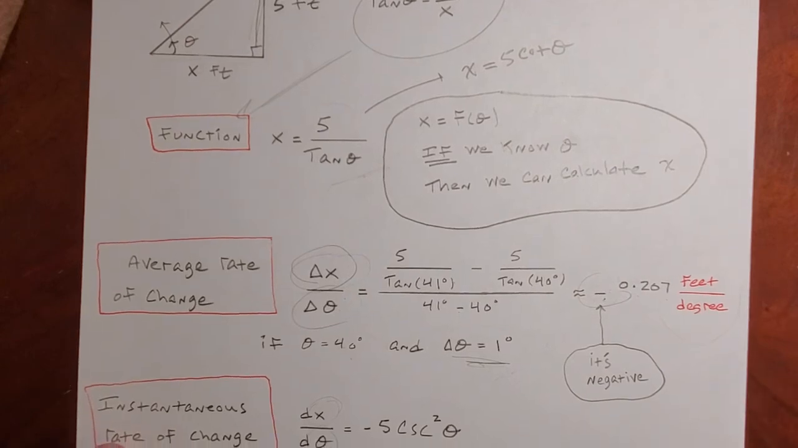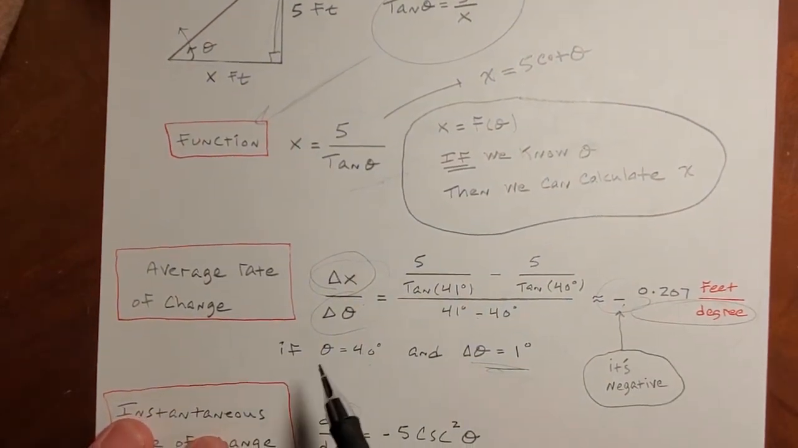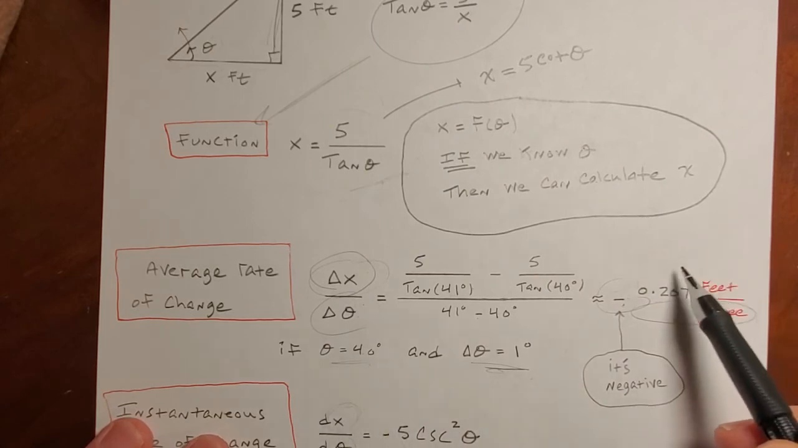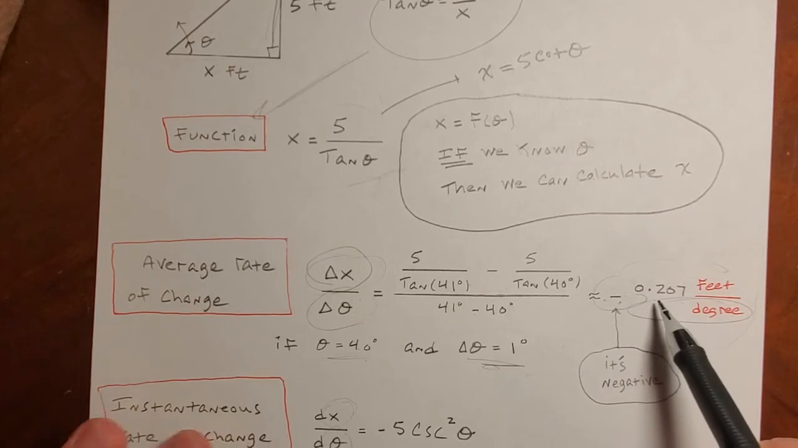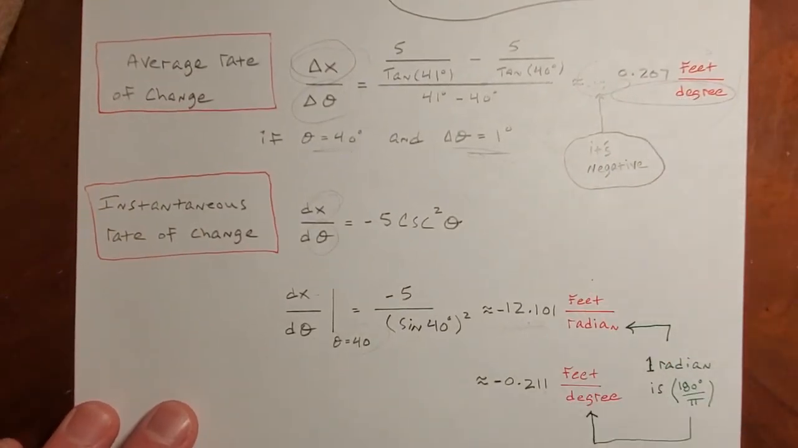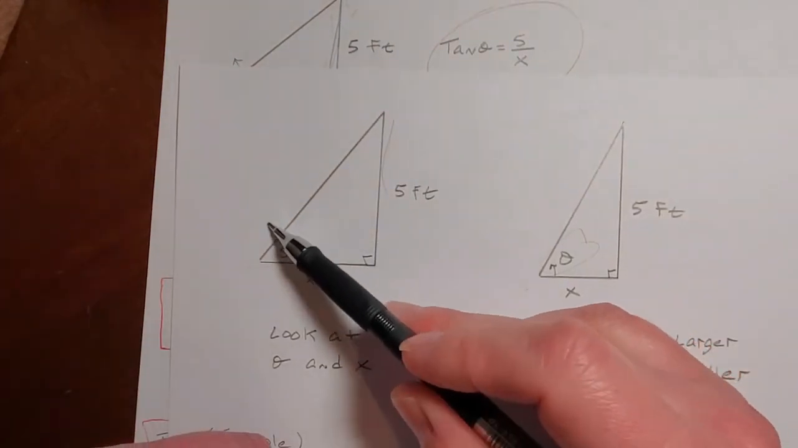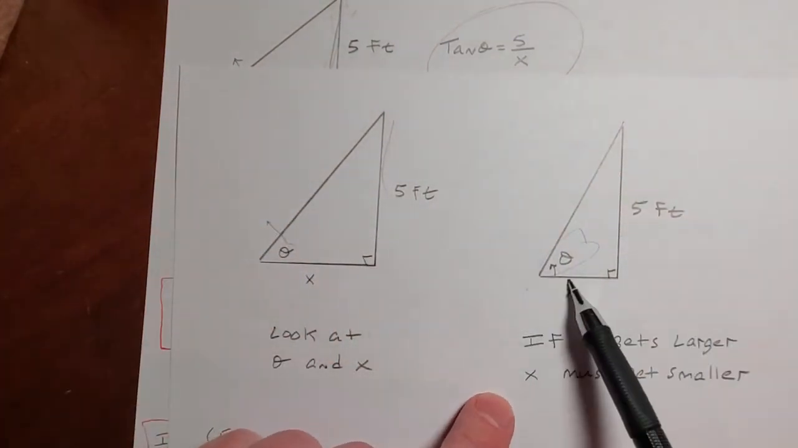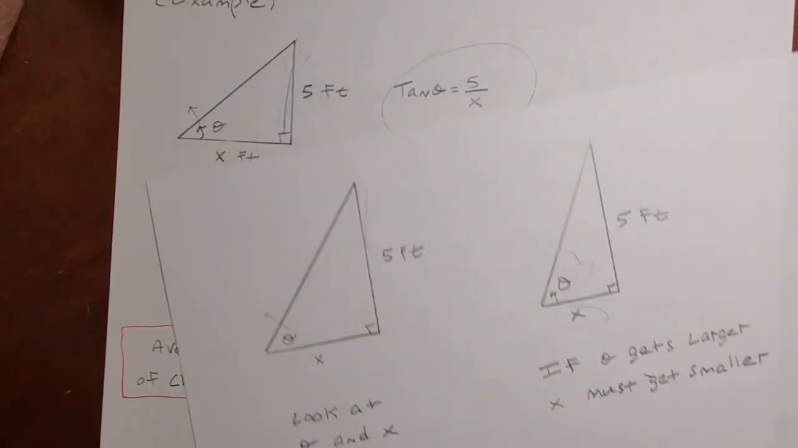I told you what the sign means. What about the number? Well, it means that if the angle gets 1 degree bigger from 40, that side of the triangle will shrink by about 0.2 feet. That's what both of these say, all right? So yes, if I push this that way so that that angle gets 1 degree bigger, this side here shrinks by 0.2 feet. All right.